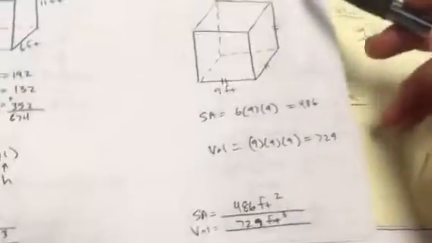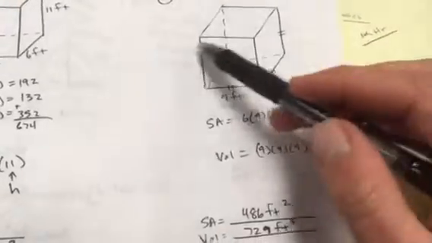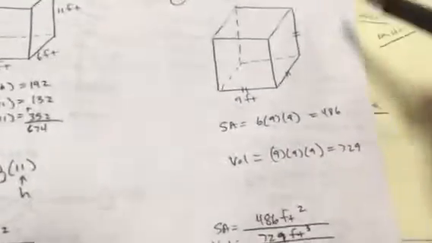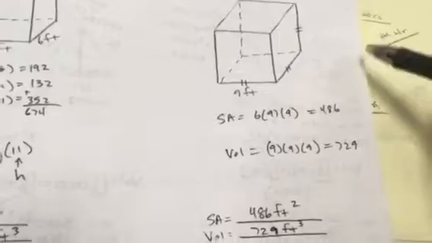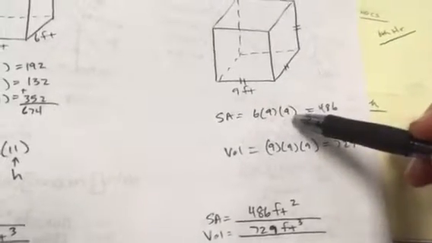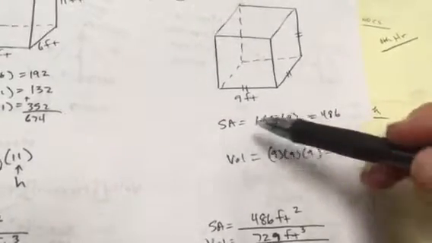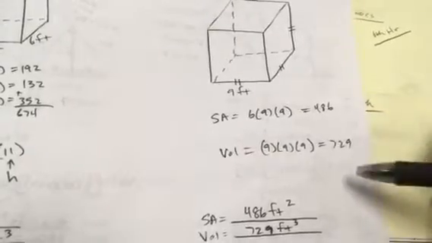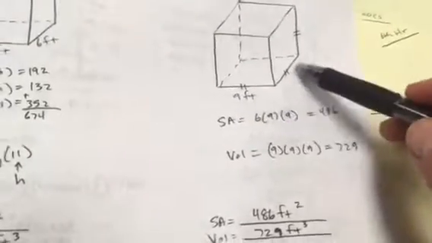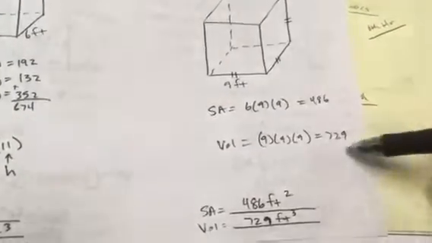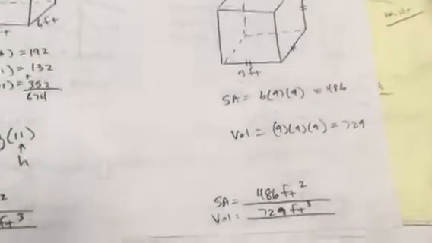For a cube, it's very easy because every single face is 9 by 9. So you have 6 faces that are 9 by 9. Every single face is 81 square feet, and there's 6 of them. That's 486. The volume is length times width times height, 9 times 9 times 9, 729 cubic feet.